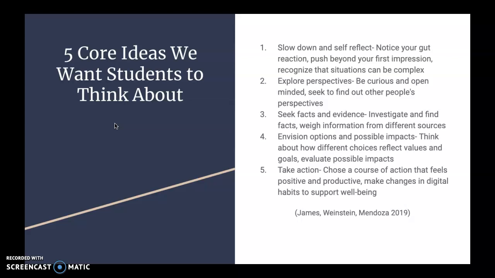And then lastly, 5, take action. Choose a course of action that feels positive and productive and make a change in your digital habits to support your own well-being. And so we talk about that with our students.